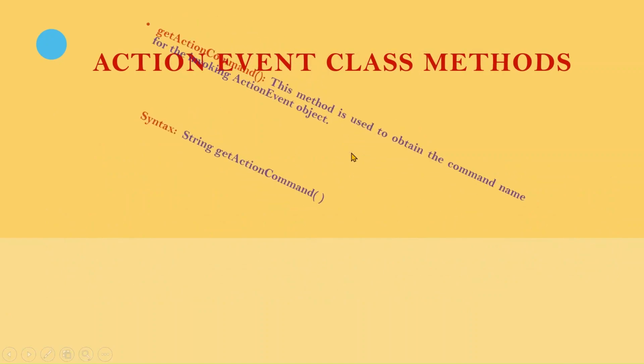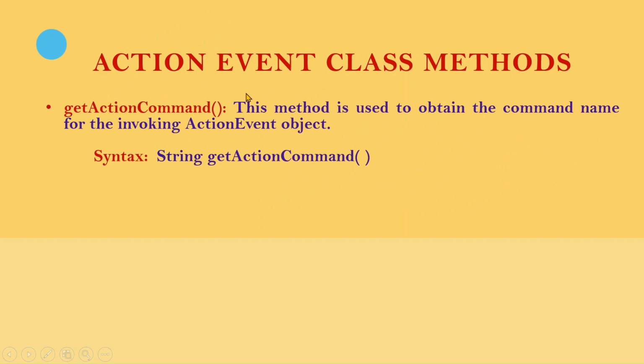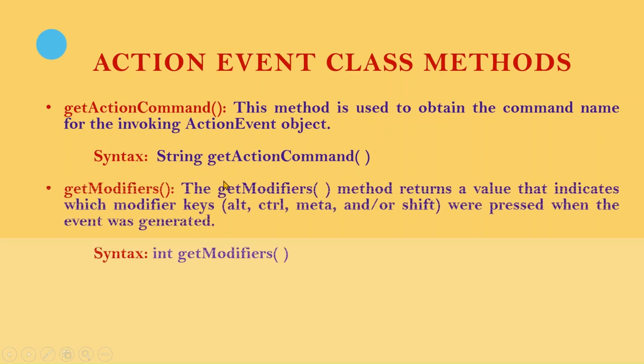Now what are the methods applicable for the action event? Here we have getActionCommand. This method is used to obtain the command name for the invoking action event object. Just now we have seen the constructors. The third parameter is the string command. Whatever string you specify as the third parameter can be retrieved by using getActionCommand, which returns a string.